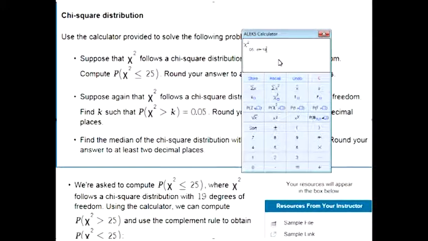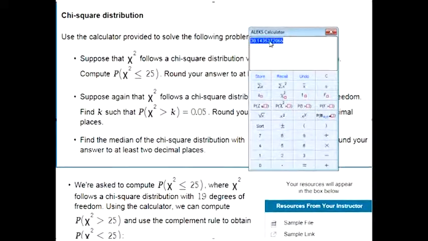And you can tab from one space to the next on the calculator, and also on ALEKS, you can tab. So put that in, 30.143, okay? So that is my chi-square value such that if chi-square is greater than 30.1435, the probability is 0.05.